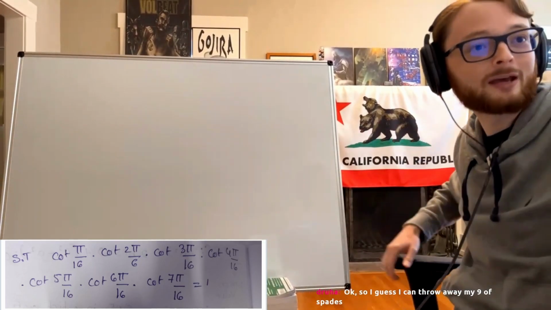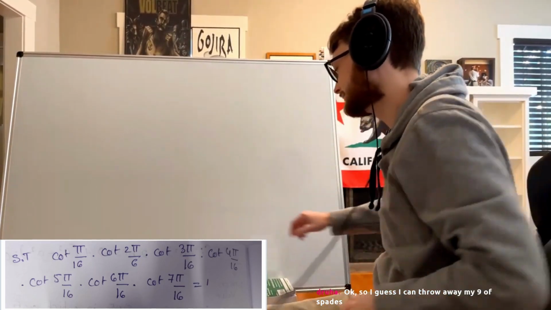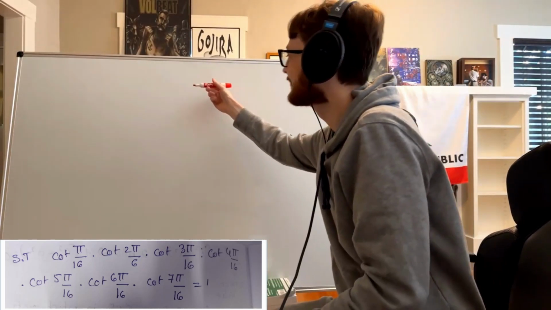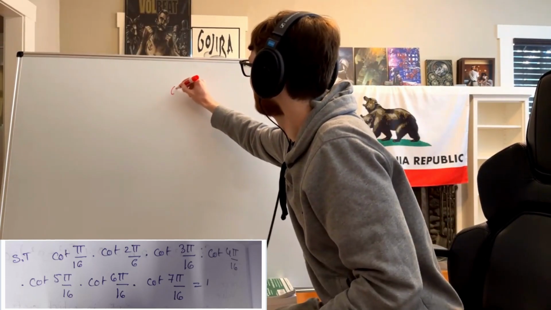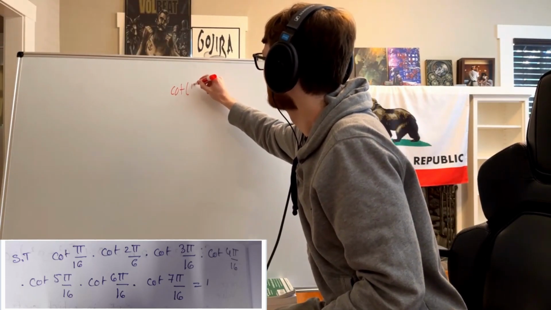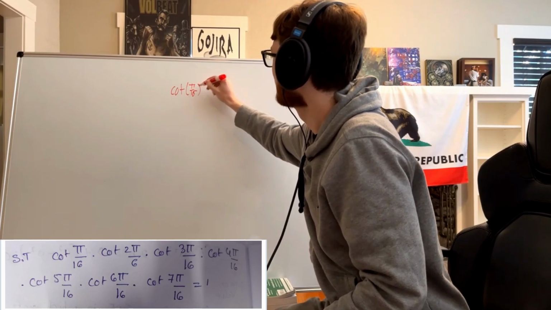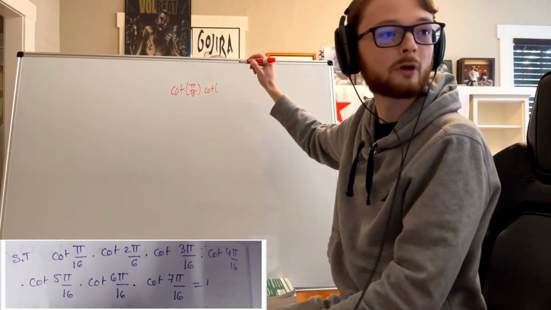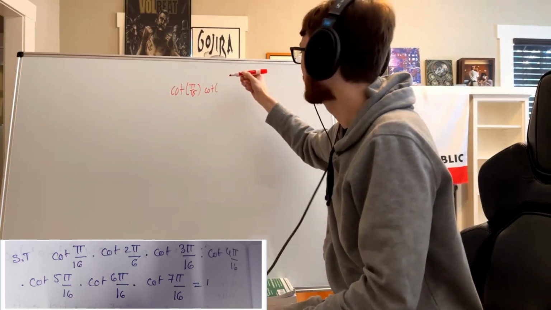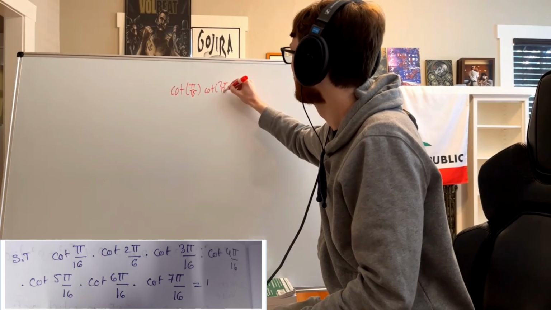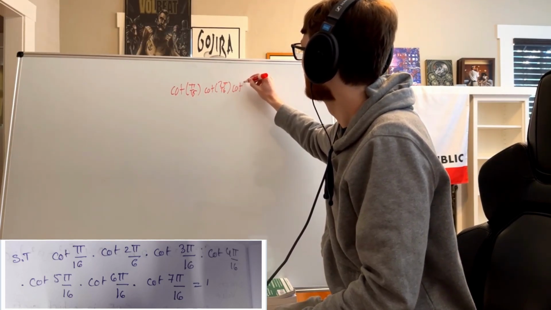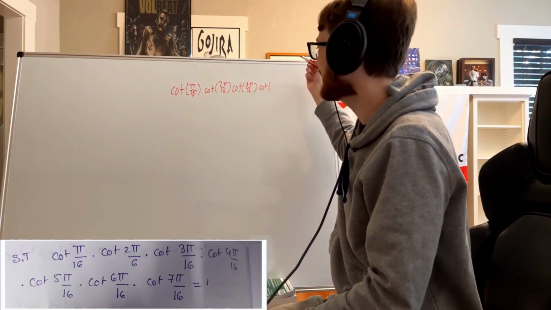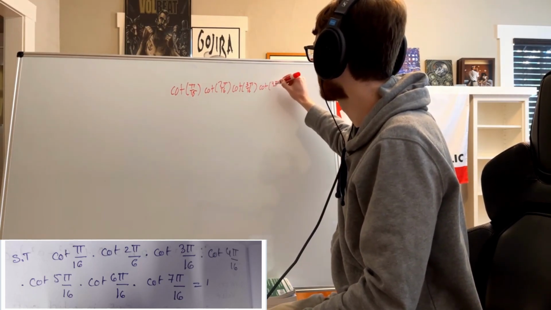Okay, this problem looks kind of fun. I want to try it. Cotangent pi over 16. Ooh, it's 16, I promise. So we go from pi over 16 all the way up to 7 pi over 16. Okay. Oh, I didn't give myself enough room to write all this.